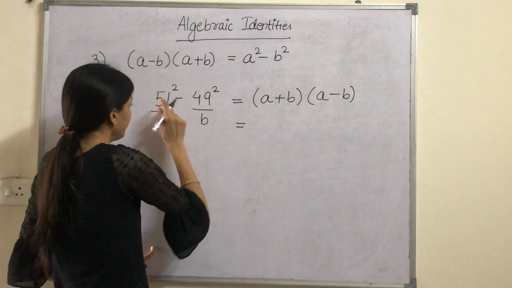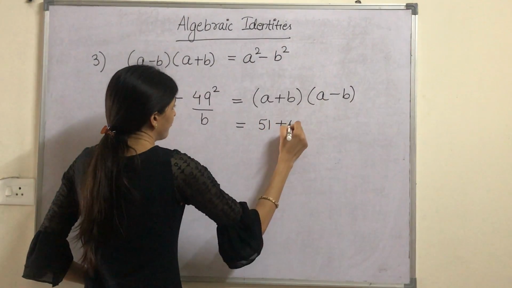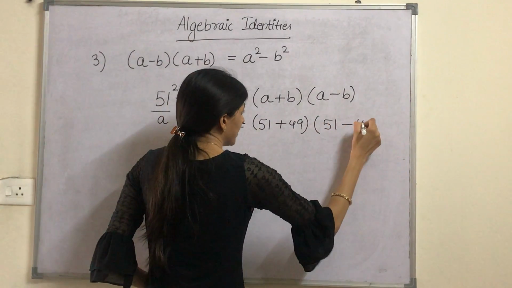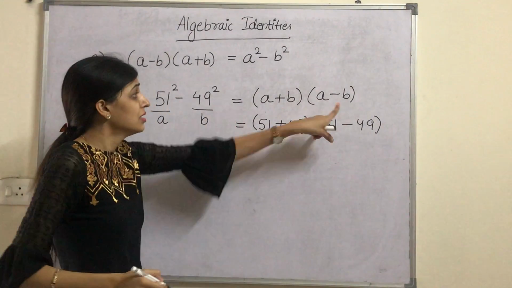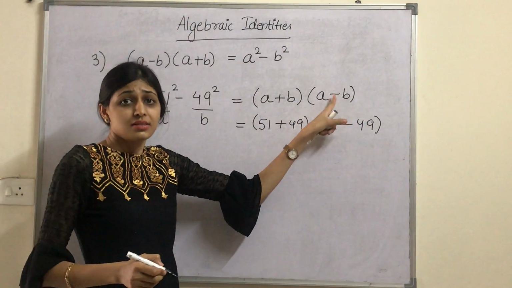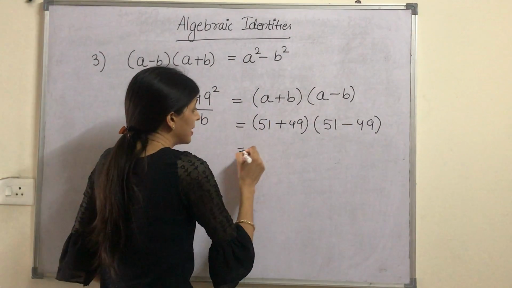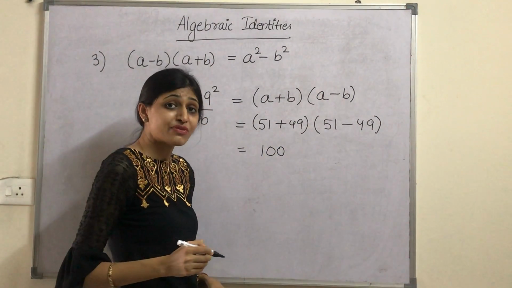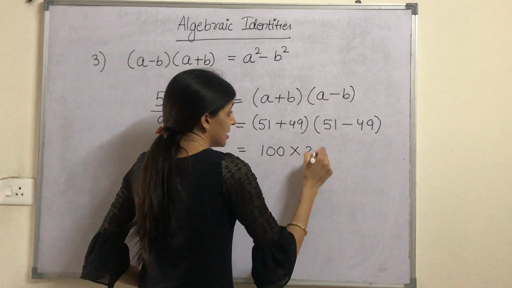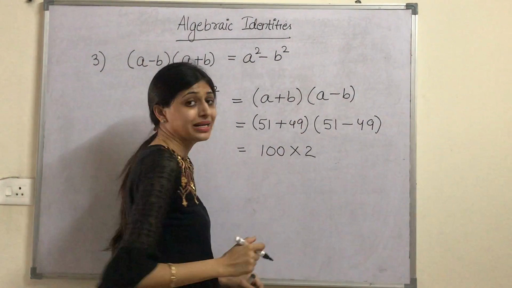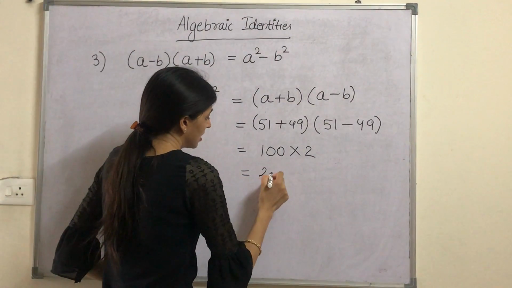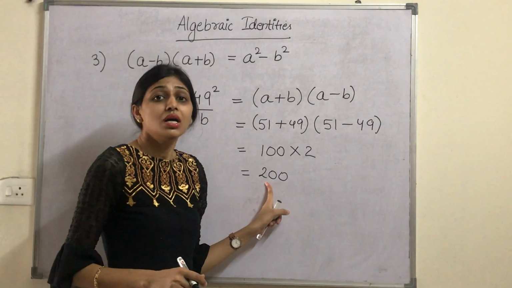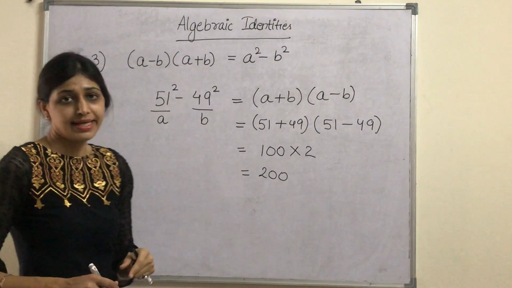What is A? 51. What is B? 49. Put the numbers as they are in this statement, right? What is 51 plus 49? 100. What is 51 minus 49? 2. Both the brackets are in multiplication, so the answer is 200, right? In this way you can find the answers to questions related to the third identity.